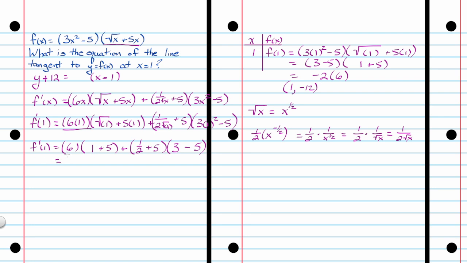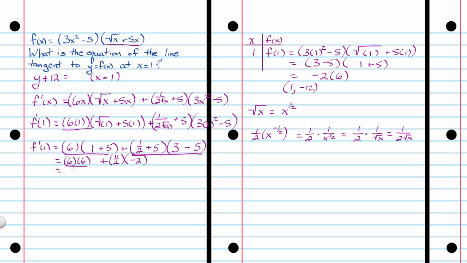Simplify a bit more. First, I have a term here and a term here. This term has 2 factors. First factor is simplified. It's a 6. Second factor is not simplified. 1 plus 5 is also 6. Plus, first factor of my second term is 1/2 plus 5. I could write that as 5 1/2. I prefer thinking of it as 1/2 plus 10 halves, which is 11 halves. Times the second factor, which has 2 terms, a 3 and a negative 5. 3 and negative 5 makes negative 2.